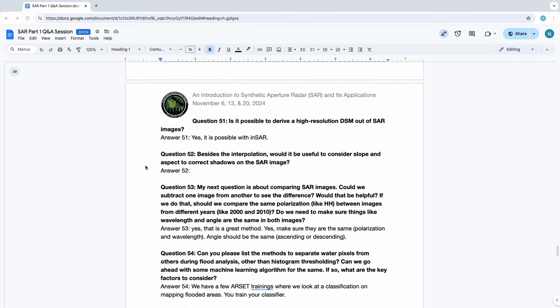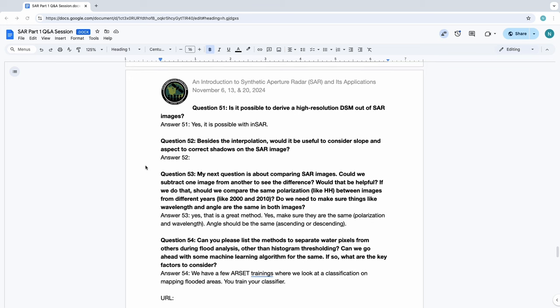Question 51, is it possible to derive a high resolution digital surface model out of SAR images? It is possible with InSAR. So it is possible, yes, there are some ways to do this.